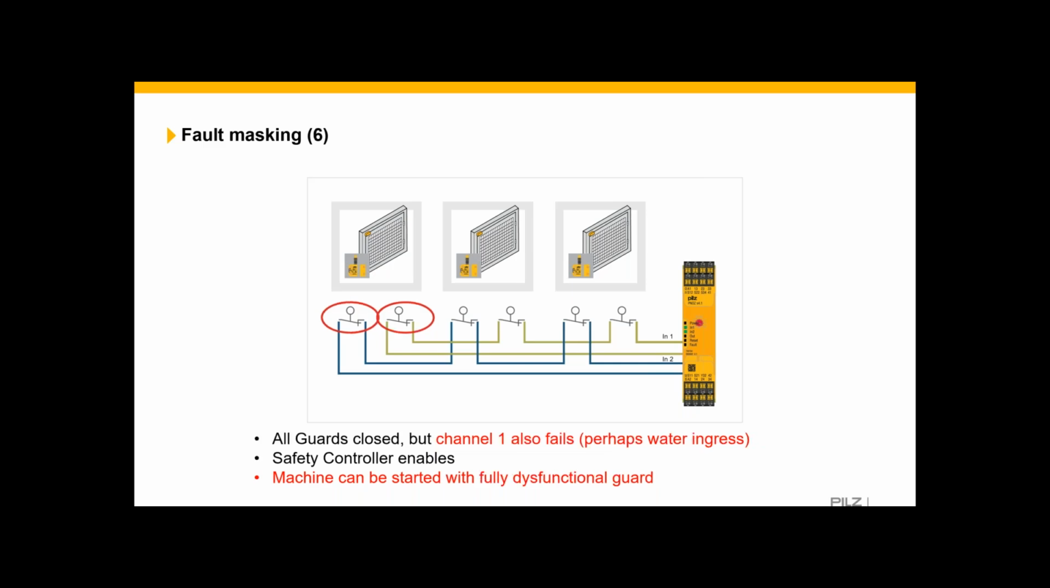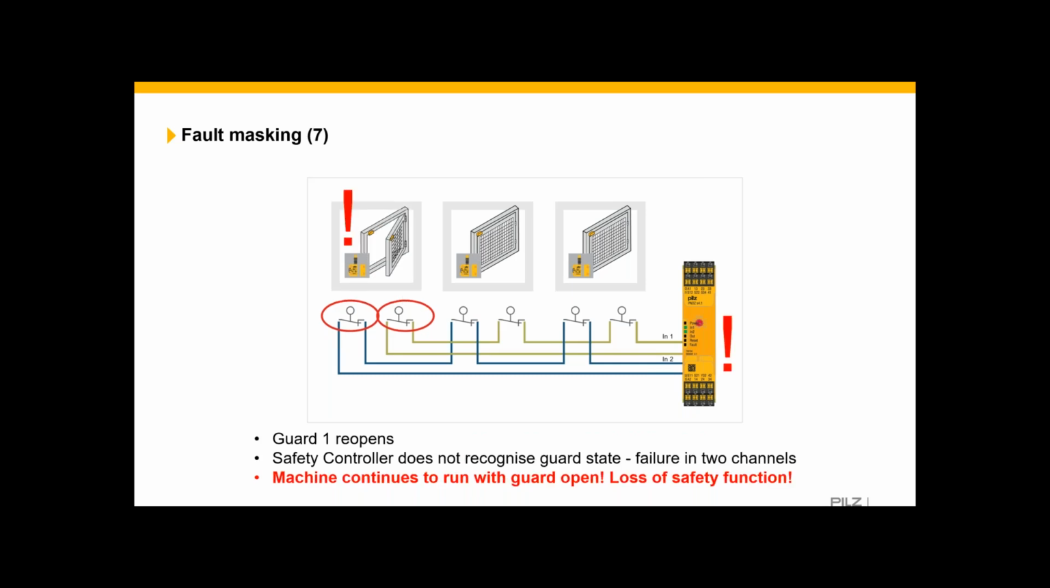Now over time, it could be due to the machine being washed out, etc., channel 1 on guard 1 also fails. This could be down to water ingress, for instance. The machine can now be started with a fully dysfunctional interlock. So when guard 1 is opened, the safety controller does not recognize the guard state, and due to the failure in the 2 channels, the contacts remain closed and the machine continues to run with the guard open. This is a complete loss of the safety function.